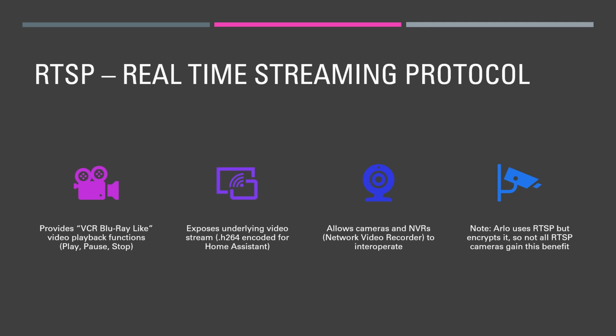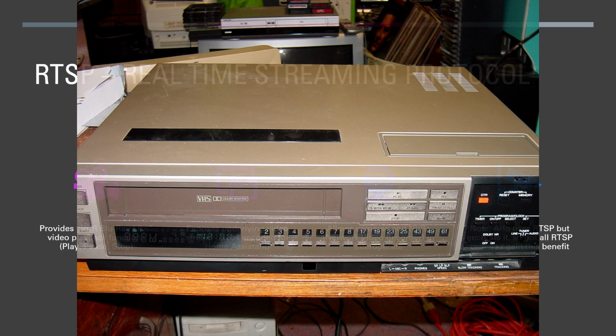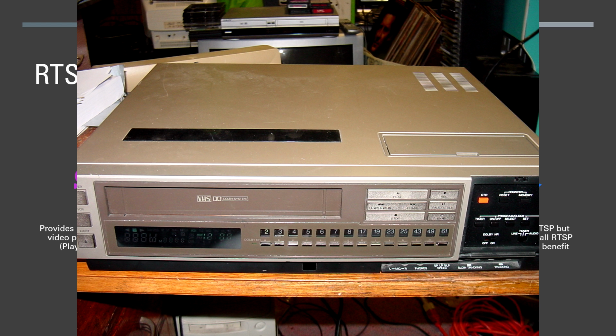Now, RTSP is separate from ONVIF. If something is ONVIF based, it probably uses RTSP underneath it. But this is a protocol that is very important. And there are cameras that are RTSP capable that are not ONVIF. RTSP, though, is something that if your camera supports that, it's going to be compatible with a lot of different tools, including things like VLC. Now, they call it a VCR-like functionality, but I'm going to say a Blu-ray, because I don't know how many people I'm watching know what a VCR is anymore.